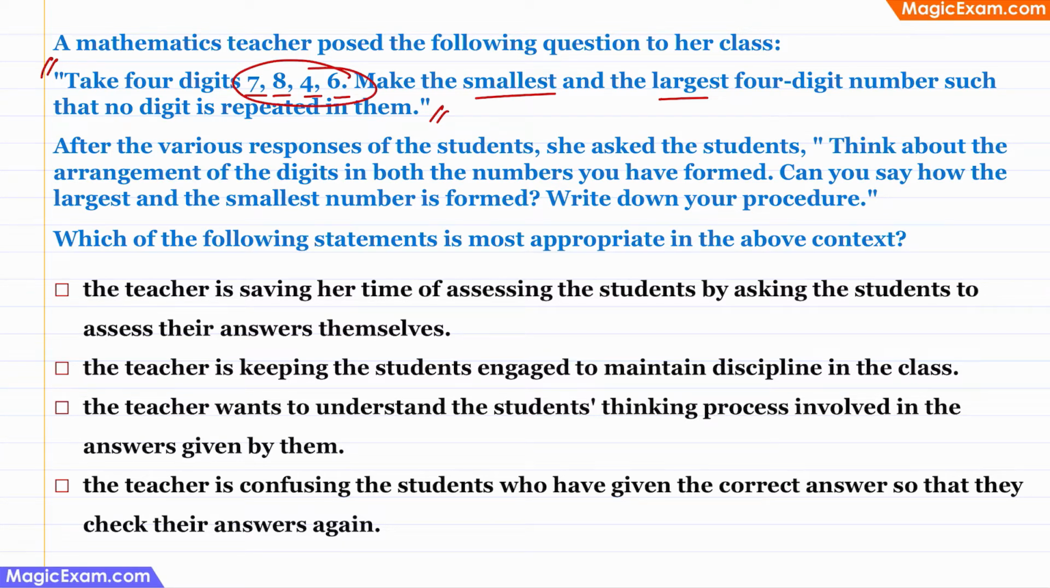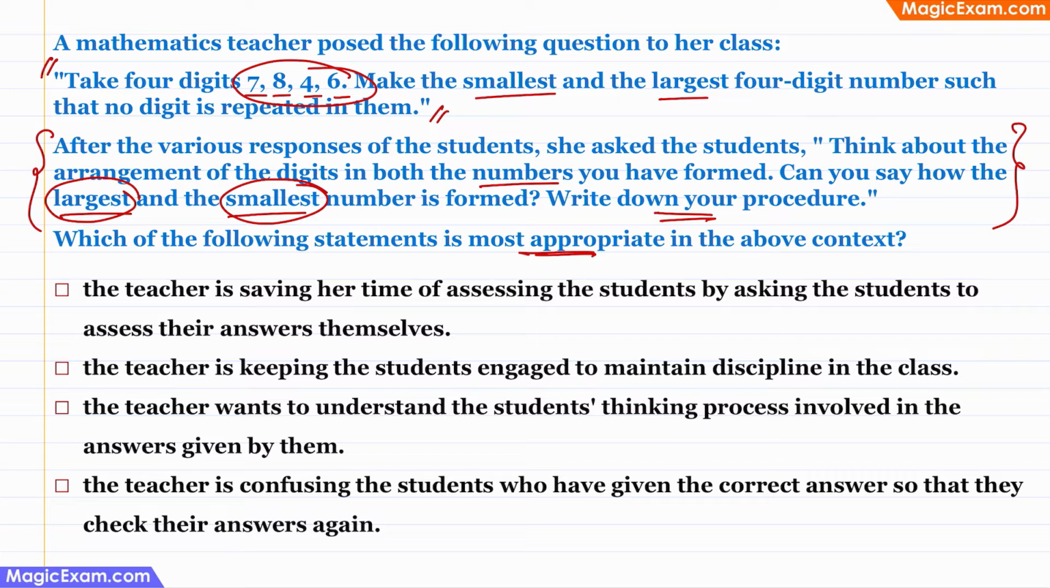After various responses of the students, she asked the students, think about the arrangement of the digits in both the numbers that you have formed. Can you say how the largest and smallest number is formed, and write down your procedure? And which of the following statements is most appropriate in the above context? So we have to identify what could be the reason behind the teacher asking the students to write down the procedure with which they arrived at the largest and the smallest number.